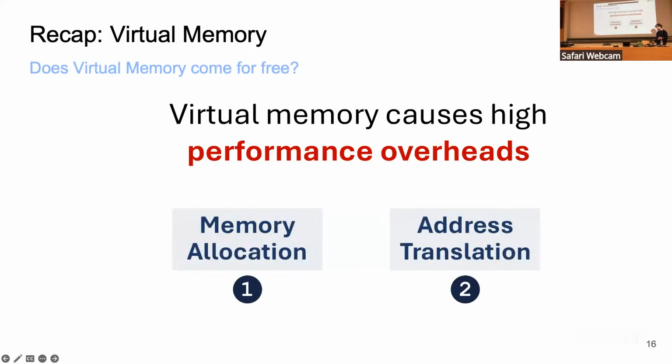The problem now is that it doesn't come for free. It causes high performance overheads because of two things I just discussed. The first one is memory allocation. When we want to install our data and establish the virtual to physical mapping, we need to pay a high price to achieve that. Secondly, with address translation, when we want to translate virtual addresses to physical addresses, we again pay a high price in terms of accessing the page table a lot.